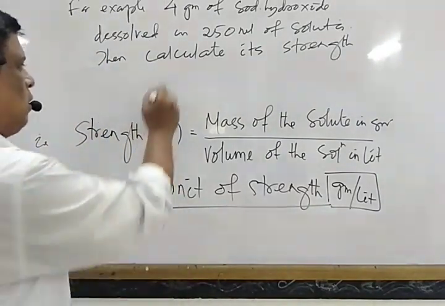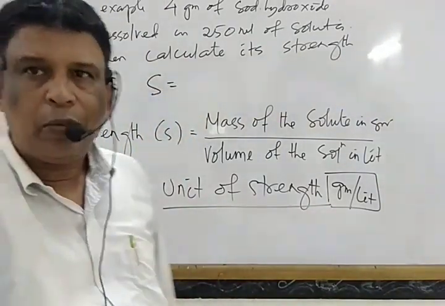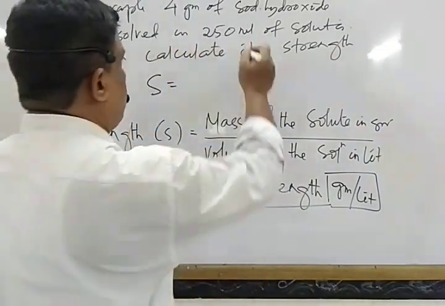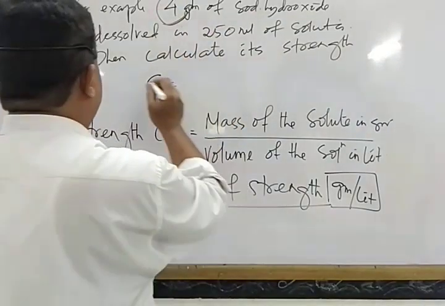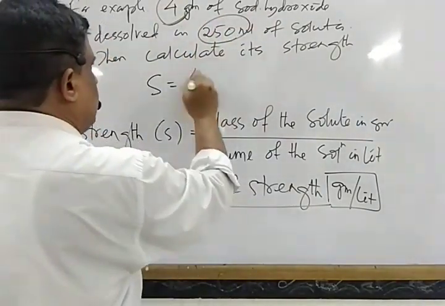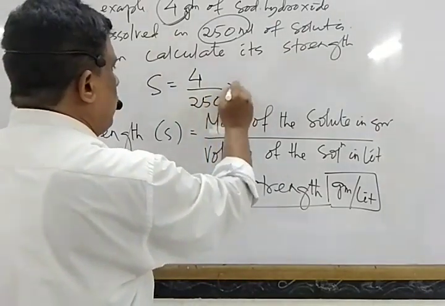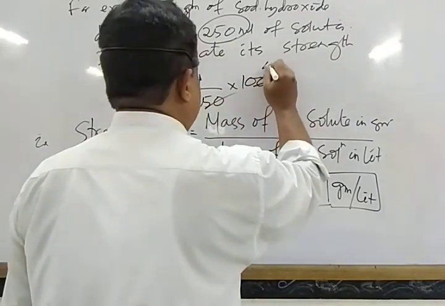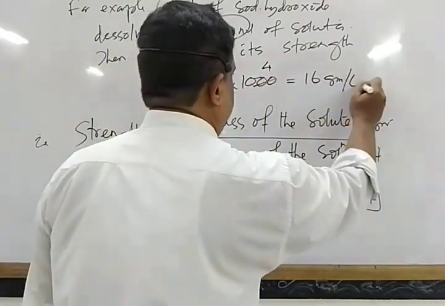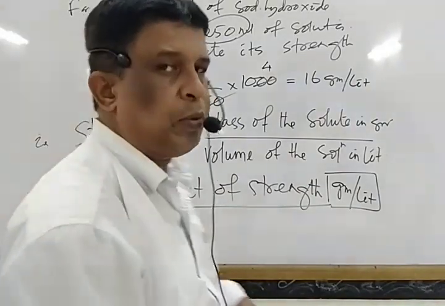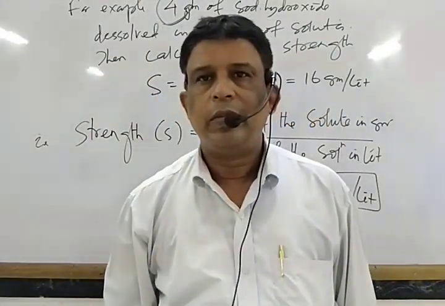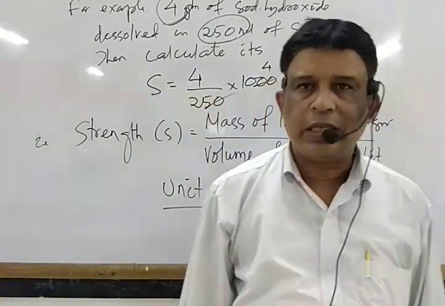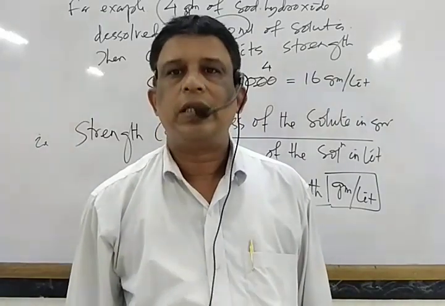We know that the strength is equal to quantity of solute dissolved per liter of the solution. That means quantity of solute is 4 gram, and the volume is 250 ml, so 4 by 250. When we transfer liter to milliliter, we multiply by 1000. That means 16 gram per liter is the strength of that solution. It is a little idea about the second way of expressing concentration, that is strength.